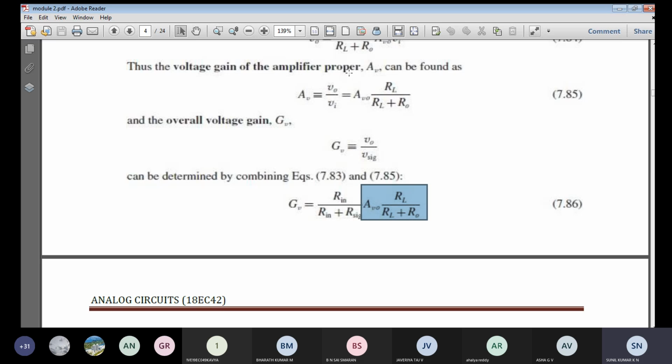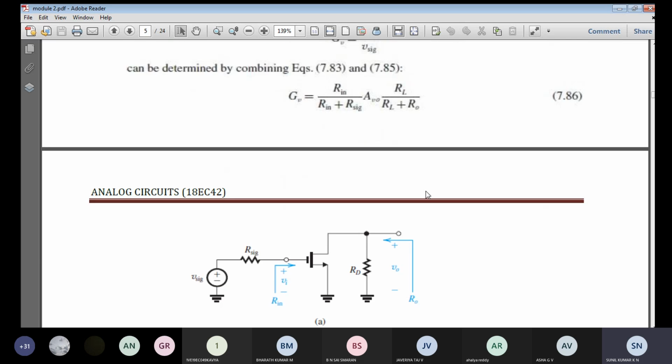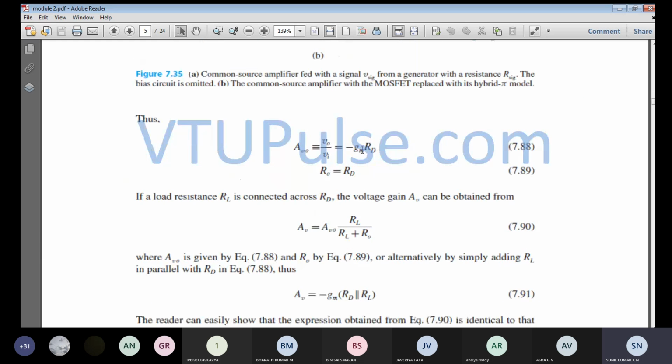So the gain expression for the overall voltage gain will also remain the same, since Rin is infinity. Infinity by infinity means this maximum resistance is there and it is not going to have any contribution; it is going to be a factor of 1. Numerator is the same, denominator is the same, so it gets cancelled and we are left with this expression. This is nothing but the overall voltage gain. The overall voltage gain and the voltage gain of the amplifier proper are both the same. That is what you are going to get.